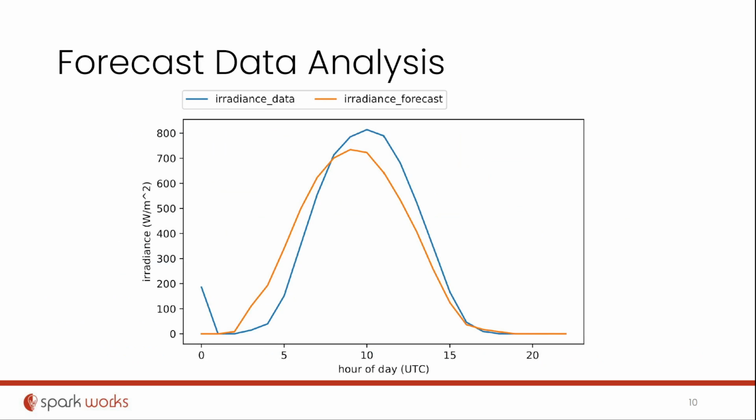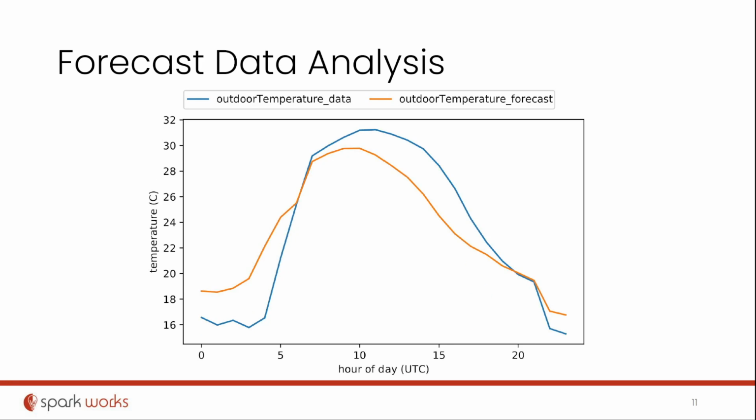In these charts, we see how the forecast we receive from the weather service that we use compares to the locally recorded, on-site data. So, for example, we see that the forecast of the irradiance for our given coordinates is quite close to the actually recorded one on site. And the same happens with the outdoor temperature. We see only a very low difference.